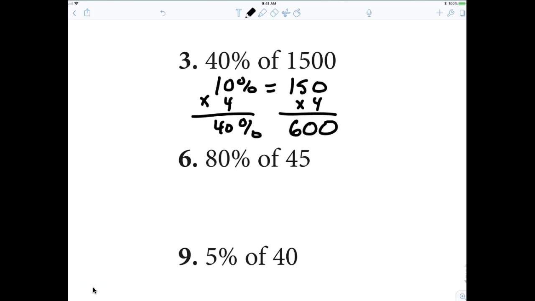Couldn't you also do 0.4 times 1,500? Well, which would you rather do? The mental math, or would you actually like to multiply 0.4 times 1,500? What do you think? Yeah, that's what I'm trying to teach you right now. I'm not interested in the calculator's work. I'm just interested in showing you how to look at things and tell me what the answer is. That's really, really important.